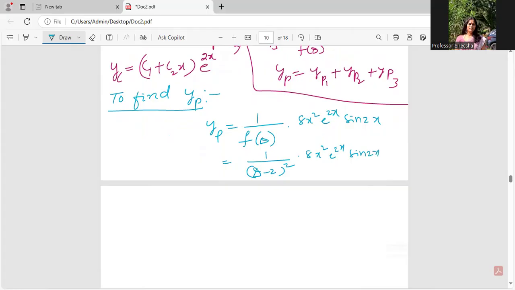If only 8 would have been there, I would have written 8 as e power 0x. But 8 is multiplied with different functions. So it can be brought out. It's a constant, so it can be written outside.